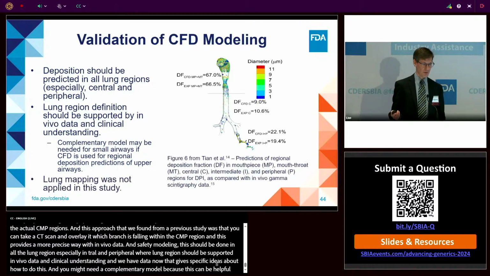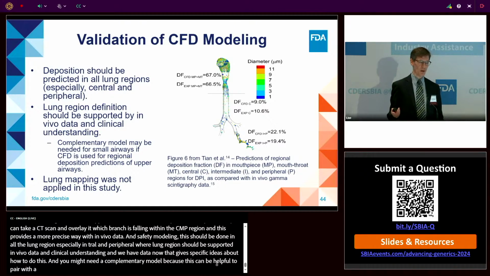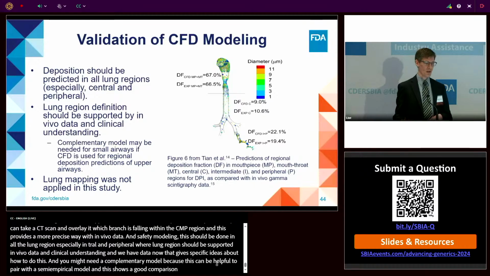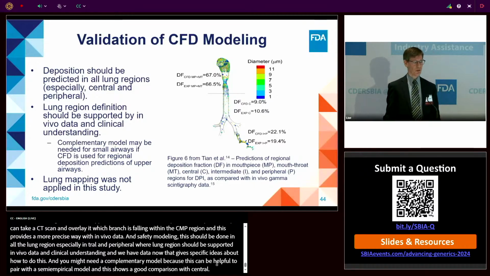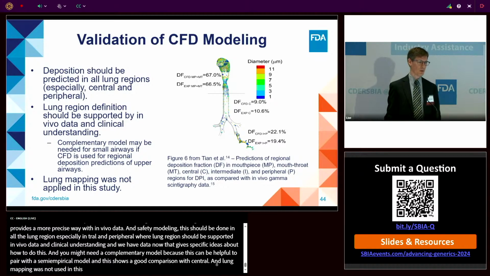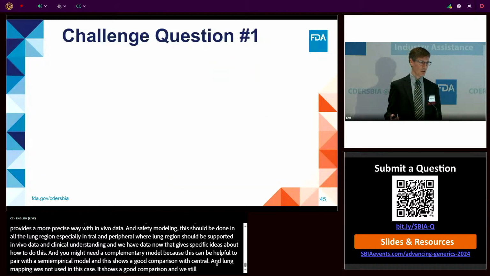And I've got some results here from a previous study that show a good comparison with central and peripheral predictive values and experimental values. I do want to note that lung mapping was not used in this case. So in this case, it still showed a good comparison, but we still believe that it can be quite useful. So I'm coming to the end here.